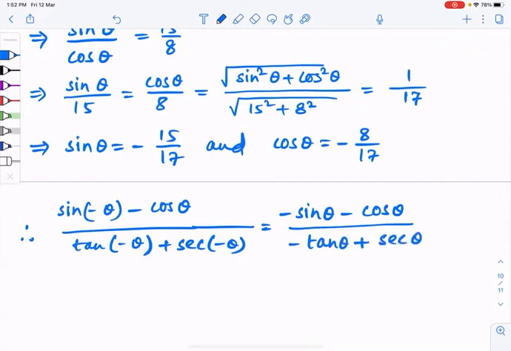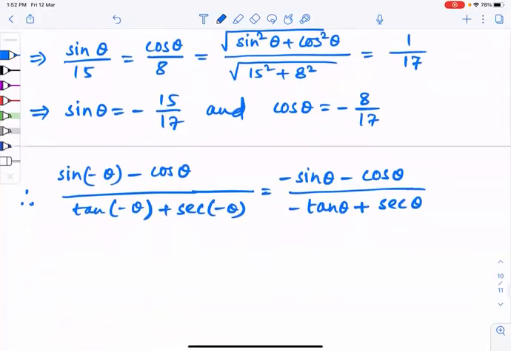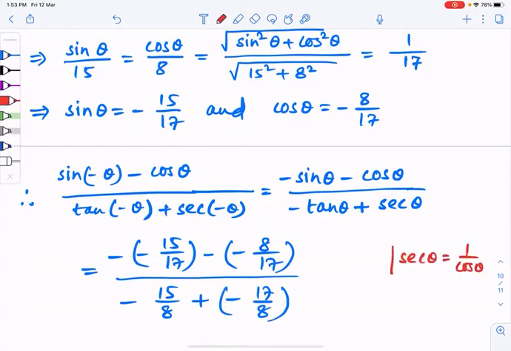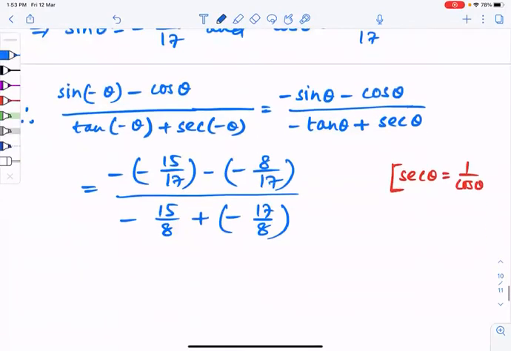This. So this is equal to minus of sine theta, which is minus 15 by 17. So ultimately it is a plus over, minus of cos theta, which is minus 8 by 17, minus of tan theta, tan is 15 by 8, it is given, plus of sec theta means minus 17 by 8. Sec theta is 1 by cos theta. We know that all. Right, so we just need to simplify it and get the answer.